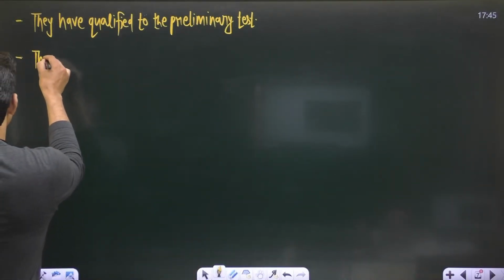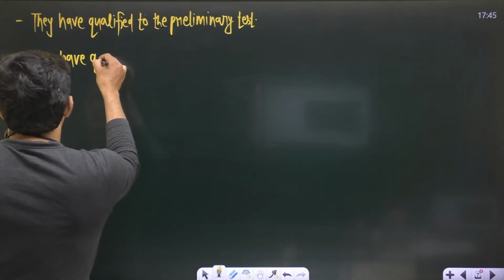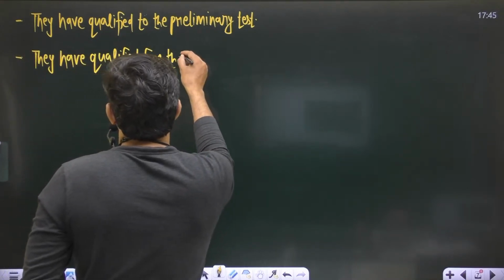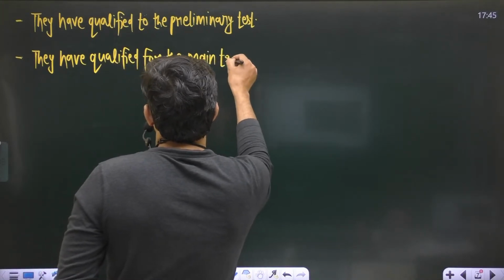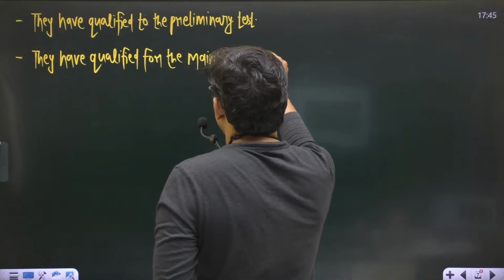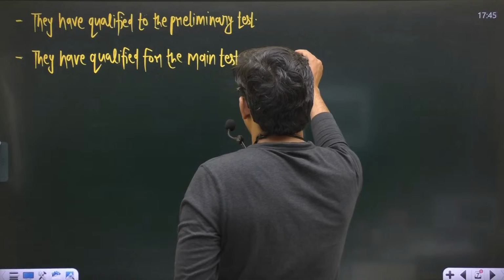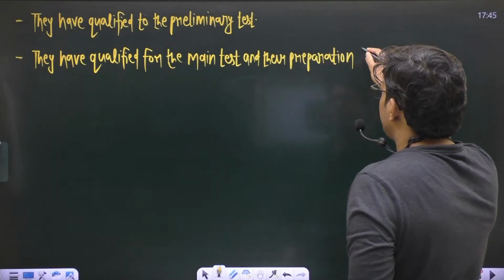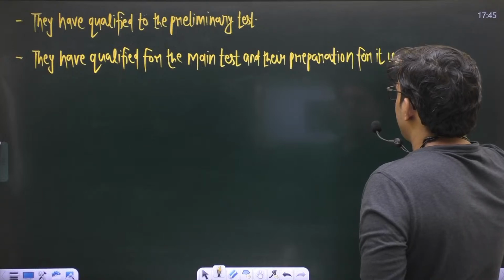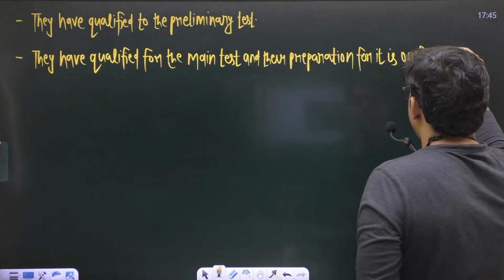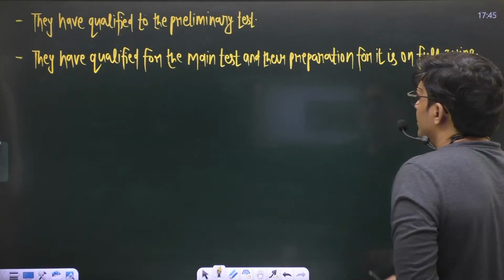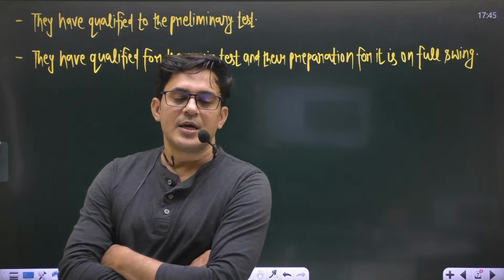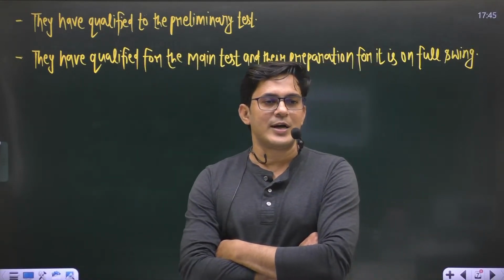And the second sentence is, they have qualified for the main test and their preparation for it is on full swing. Two different sentences you have. They have qualified for the main test and their preparation for it is on full swing. And the first sentence is, they have qualified to the preliminary test.